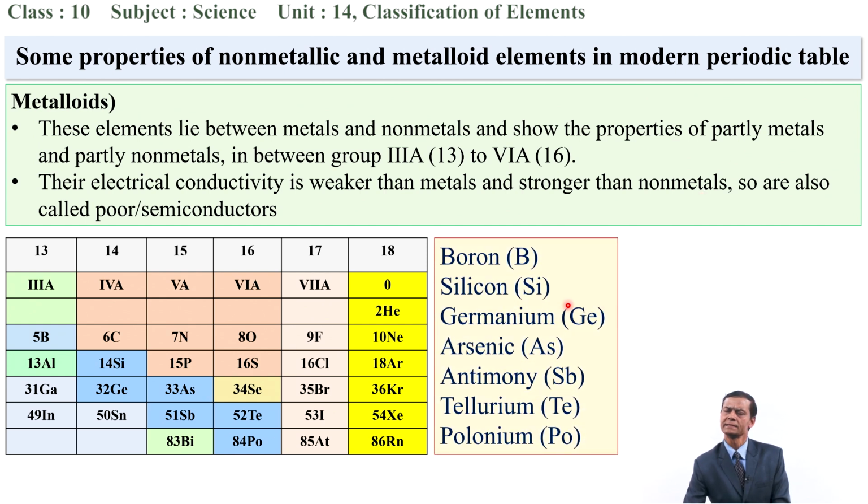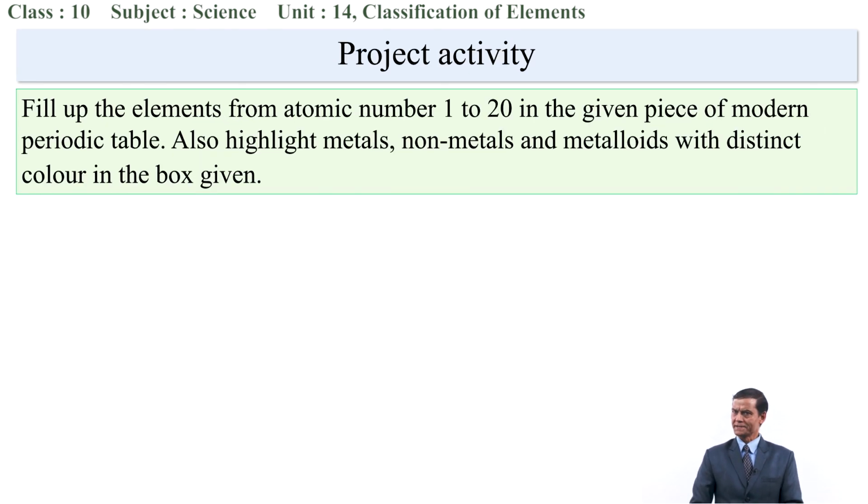Boron, silicon, germanium, arsenic, antimony, tellurium, polonium are these metalloids or semi-metals whose characteristics lie between metal and non-metals. Dear students, we have discussed what are metals, what are their characteristics, what are non-metals, what are their characteristics, and some metalloids which lie between metal and non-metal.